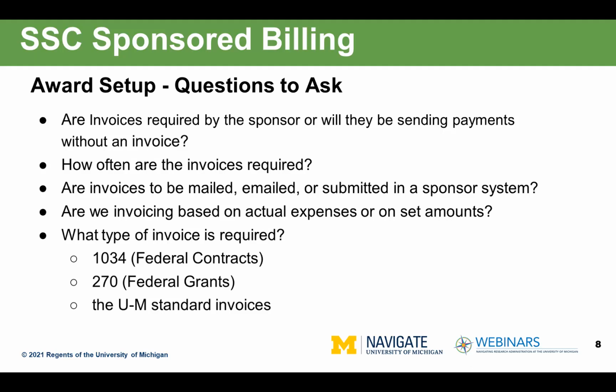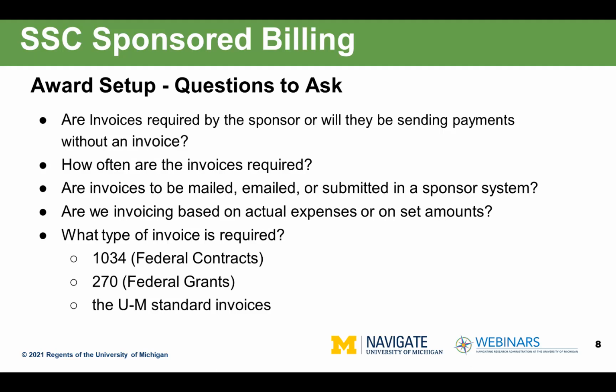The next question is, how are they going to be submitted? So this is either we send a physical mailed invoice through the post office, we can email it to a contact, or we can submit it in a sponsor system. The university prefers either of the last two options, either email or a sponsor system. They're usually a little bit quicker. We get our money a little bit faster. So if you ever get an award and you notice that somebody contacts you and says, please send emails to us with the invoices, please forward that to sponsored programs and we'll get a mod settled on that.